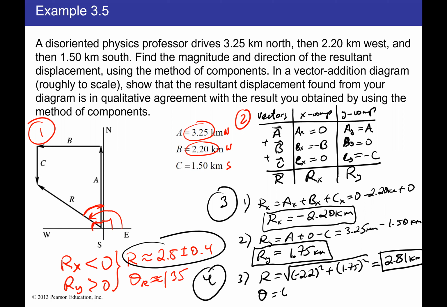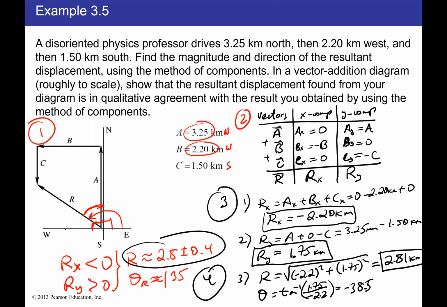Then find the direction: inverse tangent of y over x, so 1.75 over negative 2.2, and I will get the direction for this resultant vector. If I do that, 1.75 divided by negative 2.2, I'm going to get negative 38.5 degrees. What does it mean, negative 38.5?